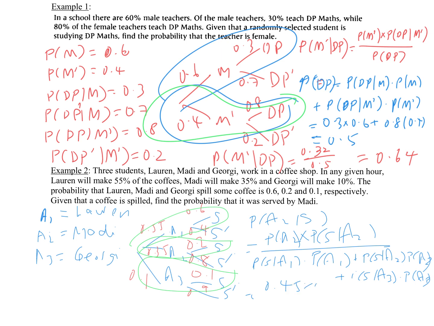And from there, when we work it out, we will get 0.35 times 0.2 over 0.6 times 0.55 plus 0.2 times 0.35 plus 0.1 times 0.1, and your answer will be 0.209, given to 3 significant figures.